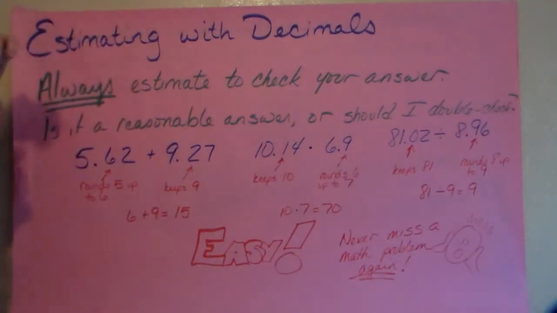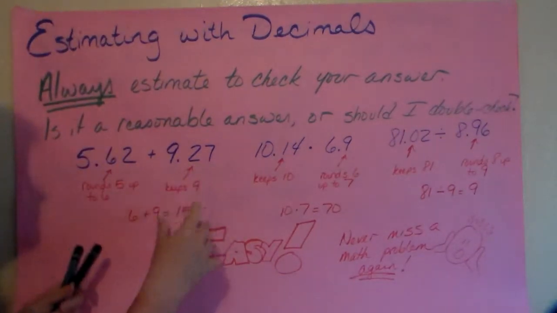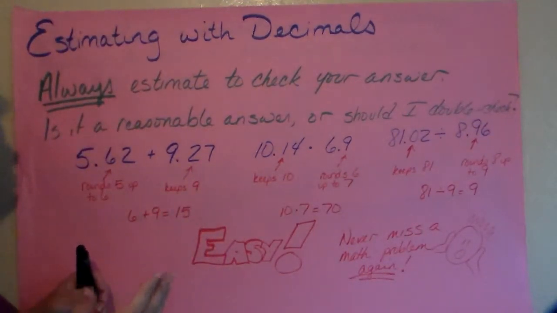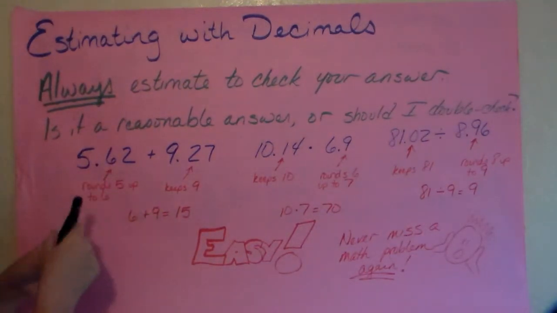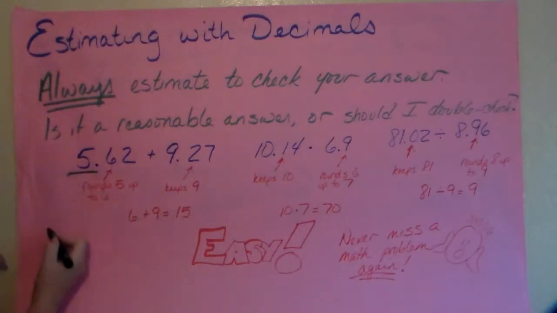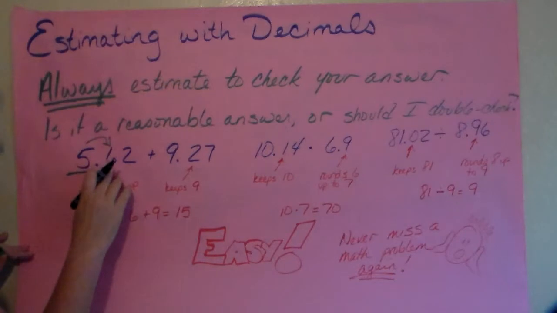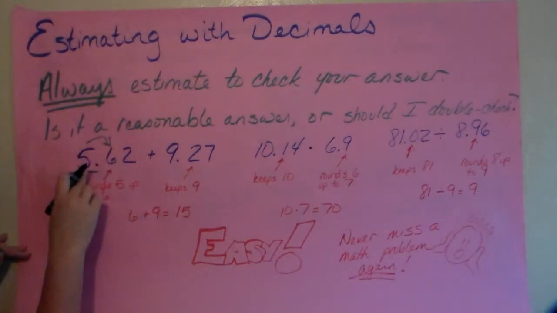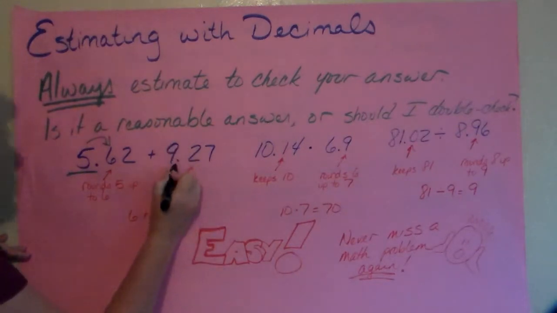Estimating with decimals. Always estimate to check your answer, just to find out if it's reasonable or not. So for example, 5.62 plus 9.27. Well, that's kind of a complicated addition problem. But if you look at it and you say, well, okay, I'm going to round off to the nearest 1. So I'm going to look next door. When I look next door, this 6 rounds my 5 up to a 6. So this becomes 6.